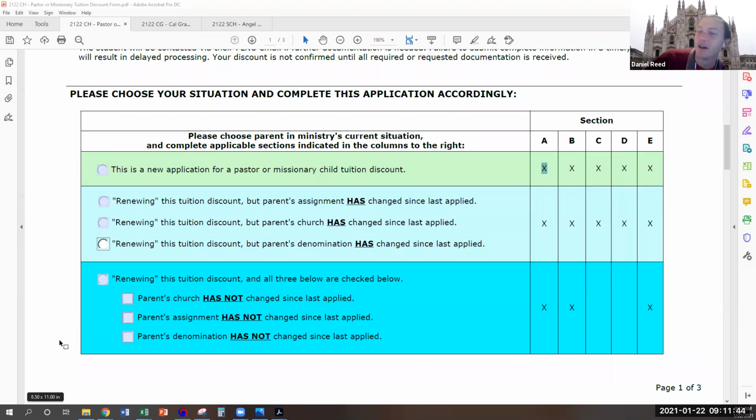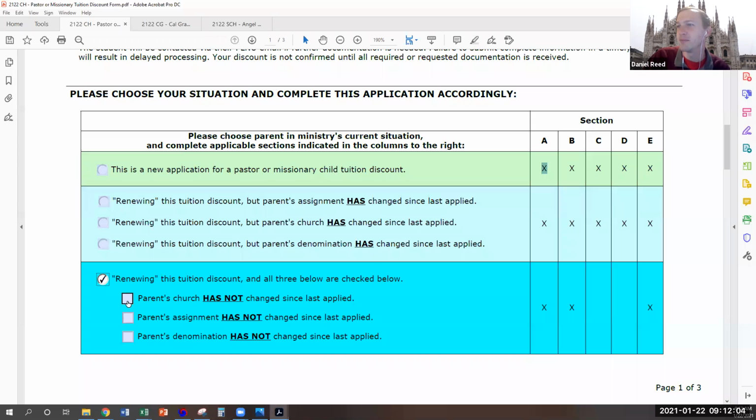But looking at the bottom option, there would be renewing this tuition discount, which is saying essentially you're renewing and nothing has changed. So they don't need to provide as much information as the other circumstances. So we had this as a little like, oh no, I'm renewing and all three of the bottom are checked.